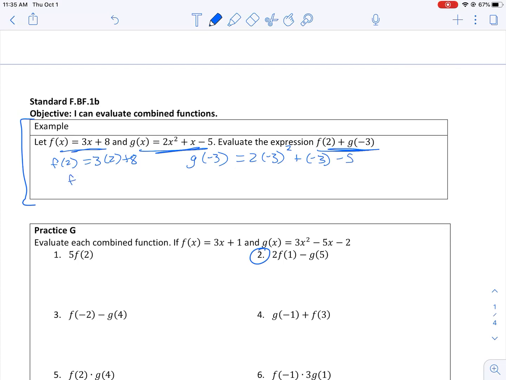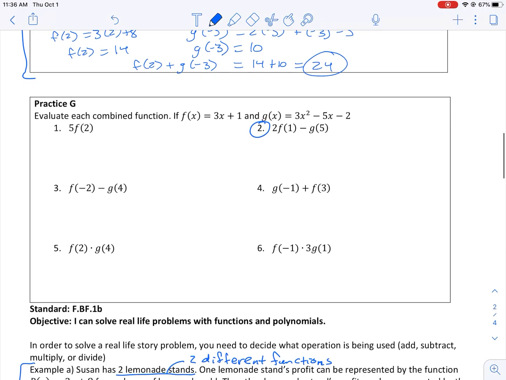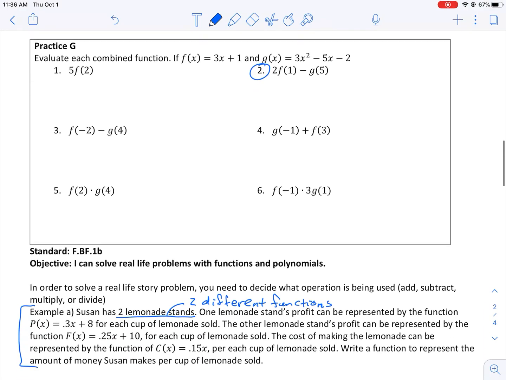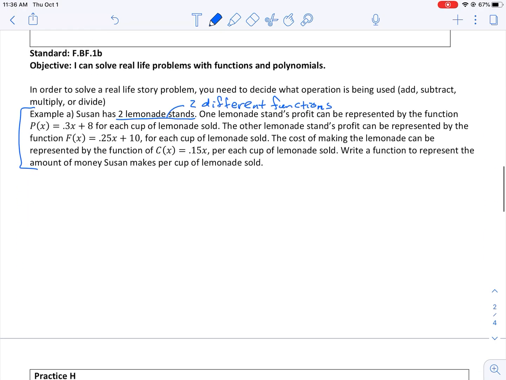Pretty quick. F of 2 is 6 plus 8, which is 14. G of -3 is going to be 2 times 9, 18, minus 3, 15, minus 5, 10. And then f of 2 plus g of -3 is going to be 14 plus 10, which is 24. Hooray, we figured it out. Yep, that's pretty much it. So yeah, on this next one, you'll have to do some multiplication, subtracting. But yeah, you evaluate them, and then you add, subtract, multiply, or divide.